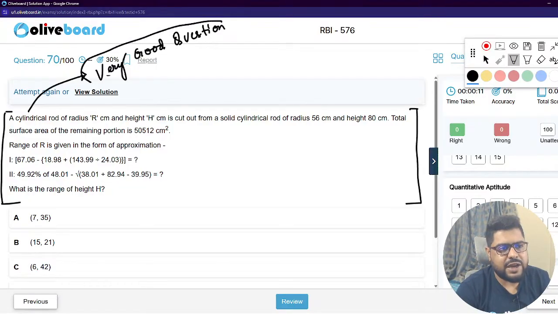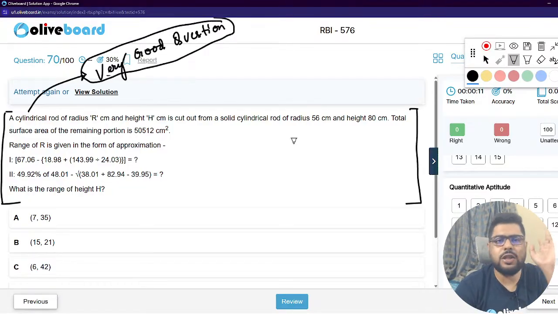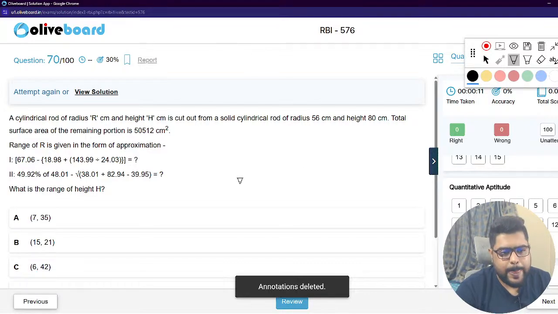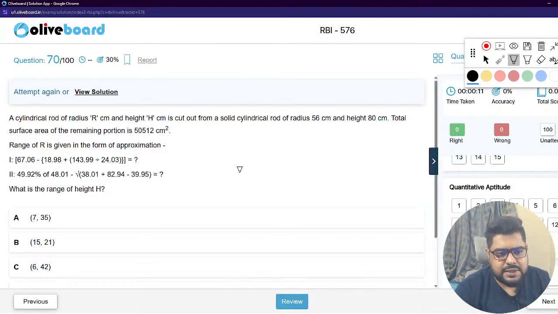अच्छा, let me try my best to draw this figure. So that's the best way to solve this. ठीक है, समझो अच्छे से. So there is this cone. Oh, sorry, cylindrical rod, cylinder.